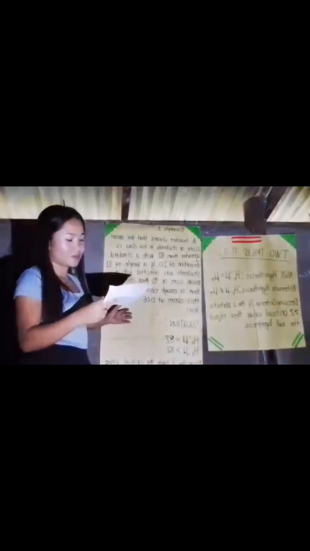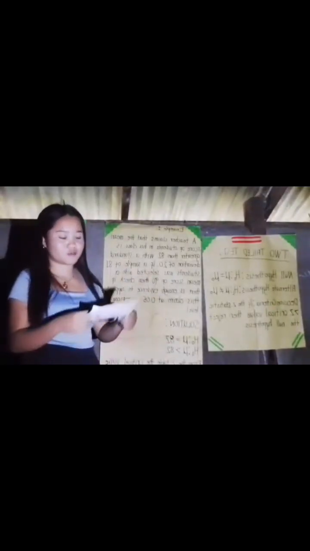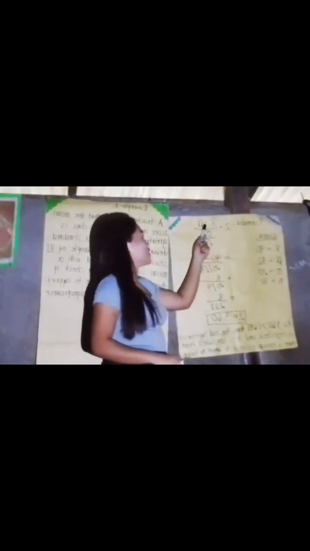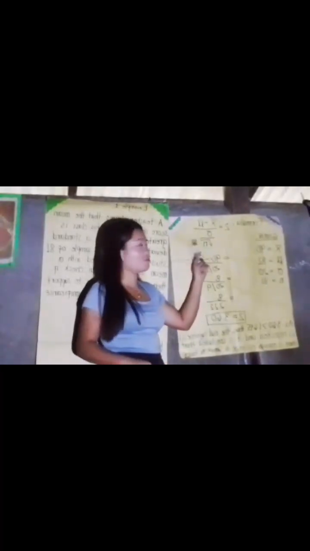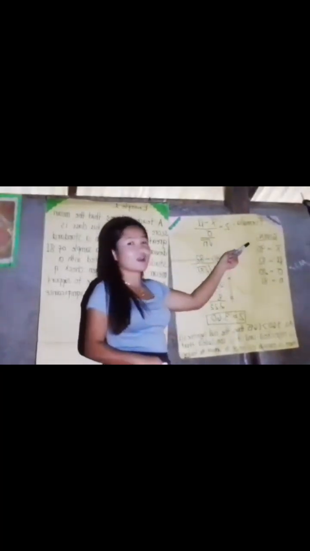Then, let's solve this problem using the formula of Z-test for mean. We have Z equals the sample mean minus the population mean, over the standard deviation divided by the square root of the sample size. We already have the given values here, so let's solve it.